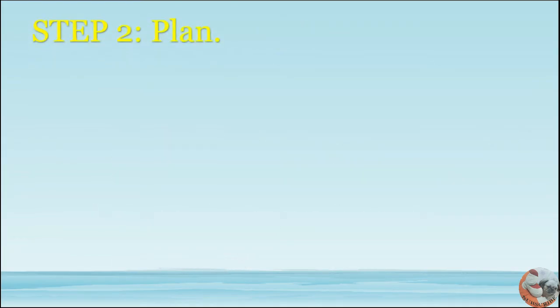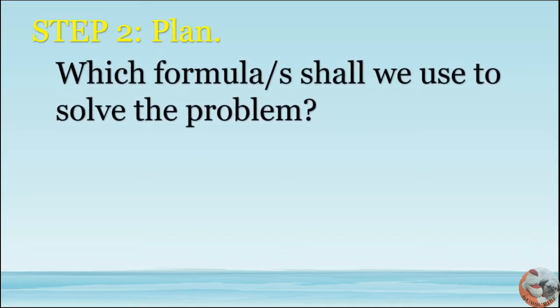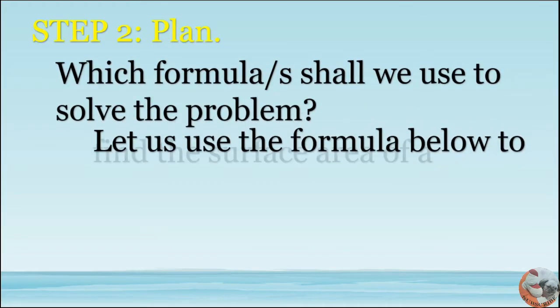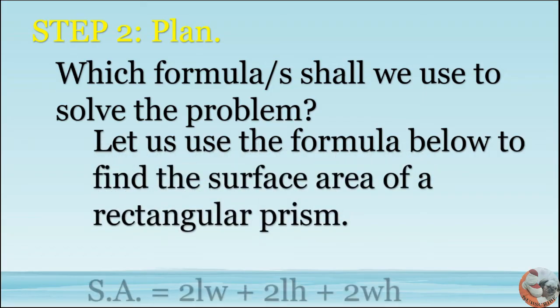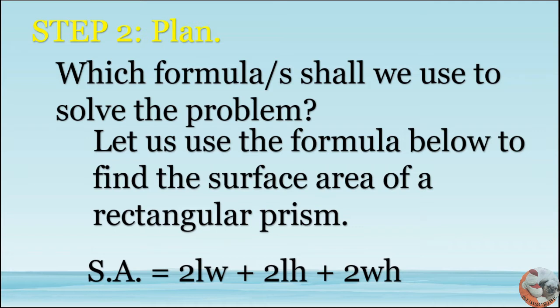Step 2. Plan. Which formula or formulas shall we use to solve the problem? Let us use the formula below to find the surface area of a rectangular prism. SA is equal to 2LW plus 2LH plus 2WH.